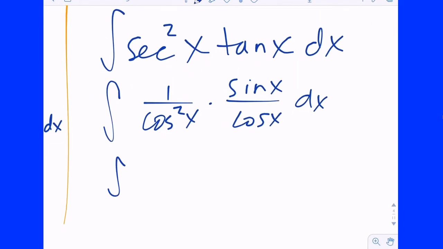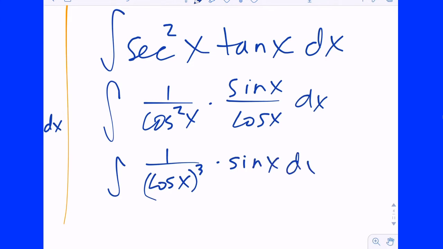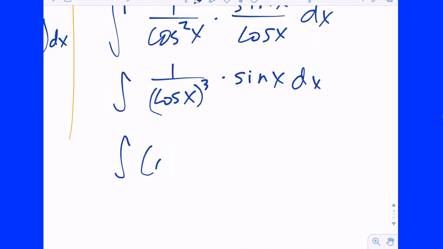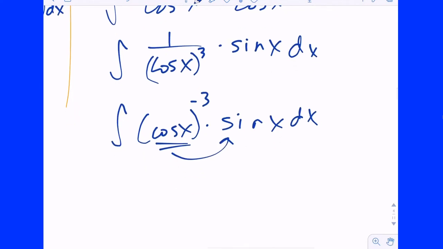And that gives you 1 over cosine of x cubed times sine. Oh, nice. Pretty slick. So that gives us cosine of x to the negative 3rd times sine. I like it. Now, cosine's your inside function. What's its derivative? Negative sine. We're only off by a negative. So I have a negative correction.